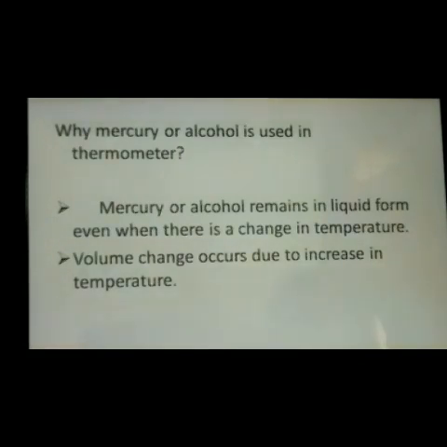Mostly alcohol and mercury are used in thermometers as they remain in liquid form even with a change in temperature. A small change in temperature causes a change in volume of a liquid. We measure temperature by measuring the expansion of the liquid in the thermometer. So the main reason is that mercury or alcohol will remain in liquid state, and with the help of the expansion of the volume we measure the change in temperature, right? That is the main reason we use mercury or alcohol in any thermometers.